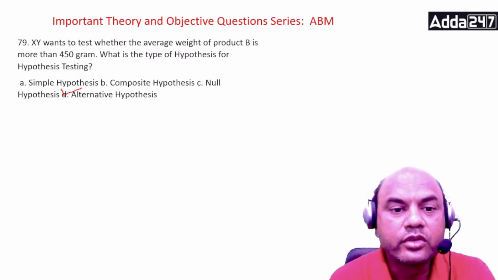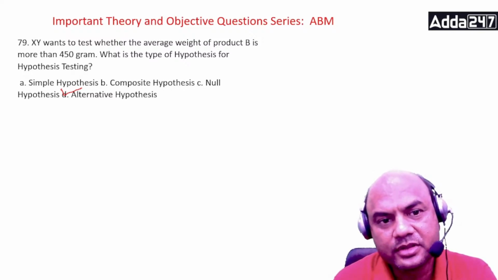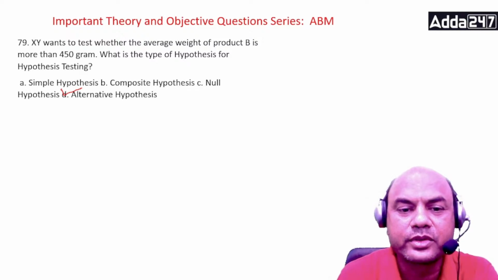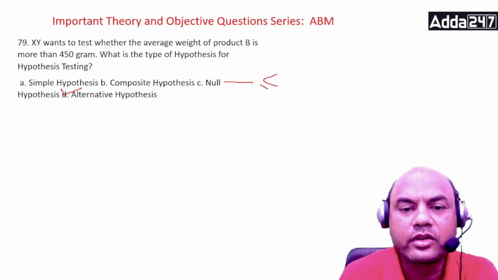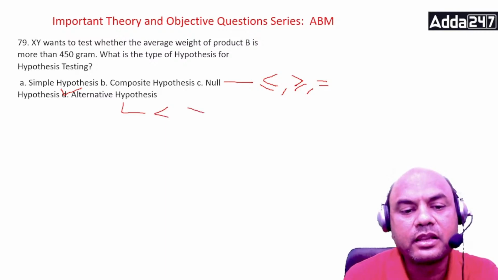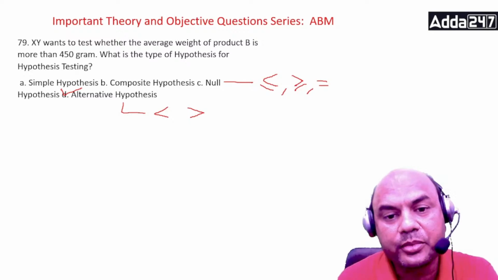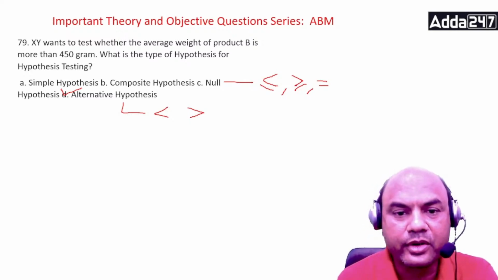So whenever you have equal to, or less than or equal to, or greater than or equal to, you generally use the null hypothesis. There should be one equality over here. And the alternative is simply greater than or less than. That's it. So you'll be using the alternative hypothesis over here. Got it?